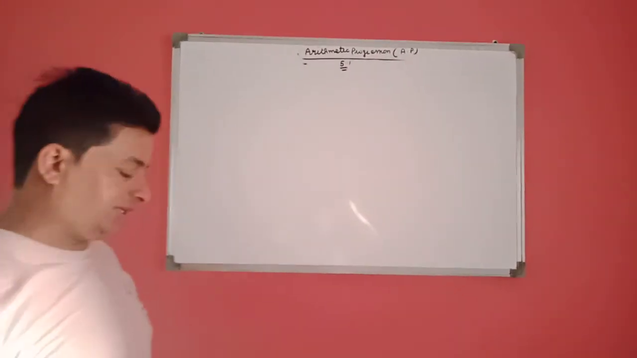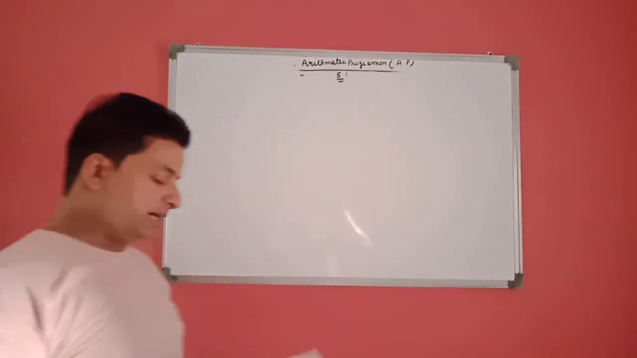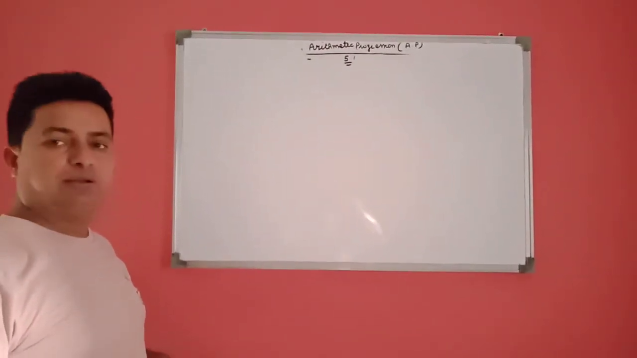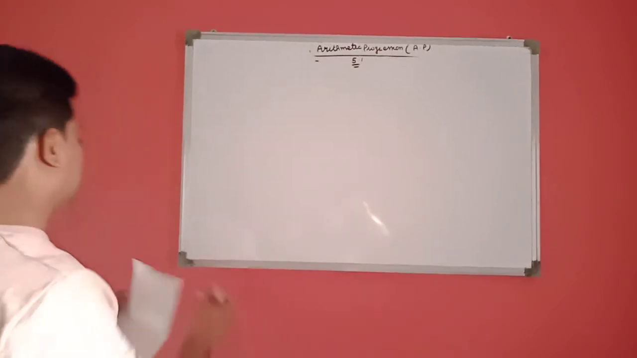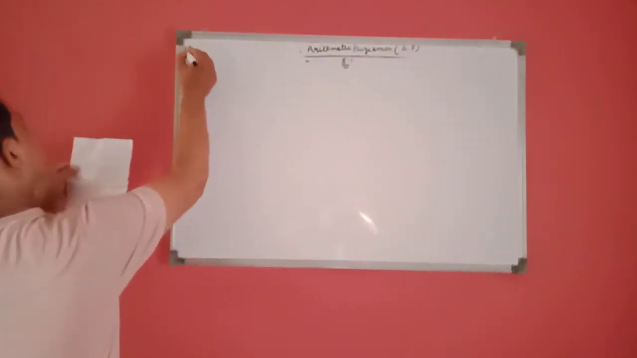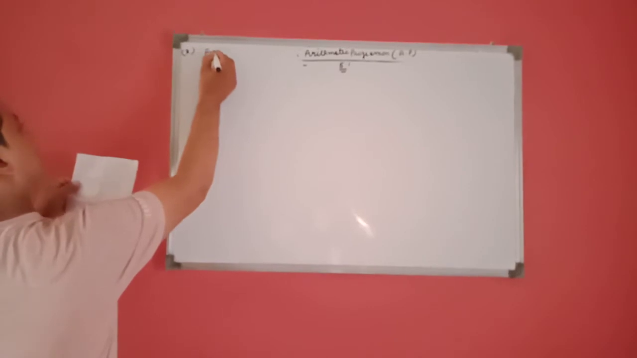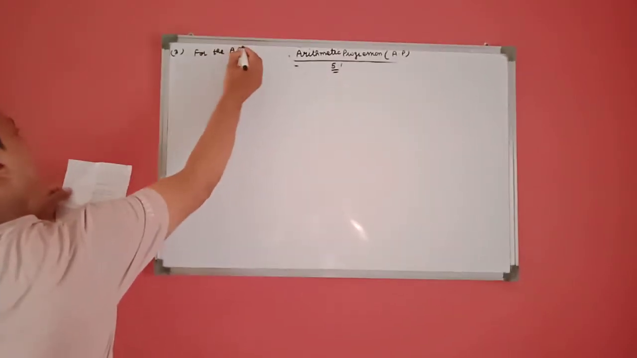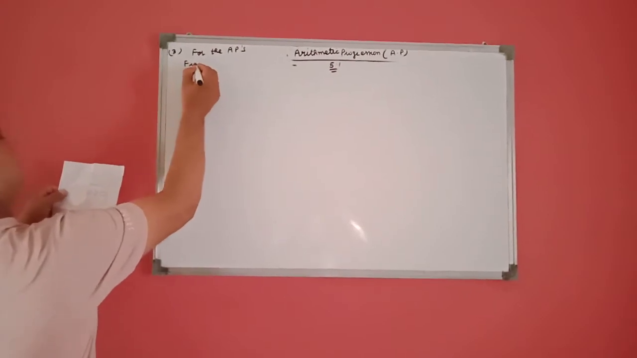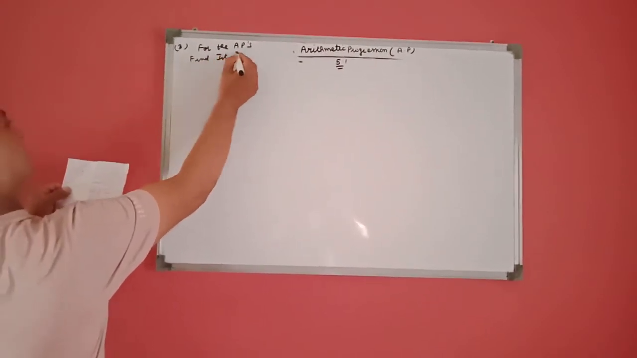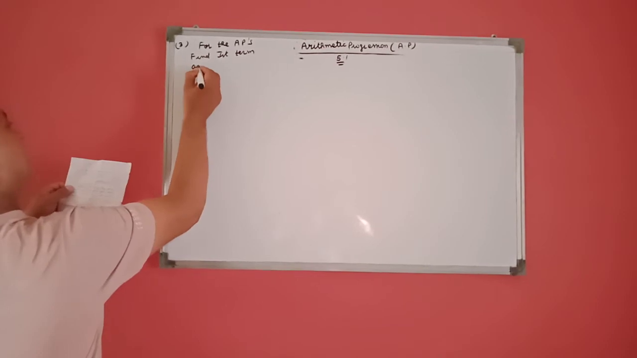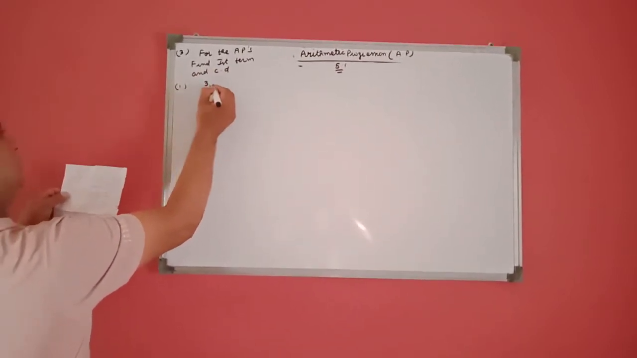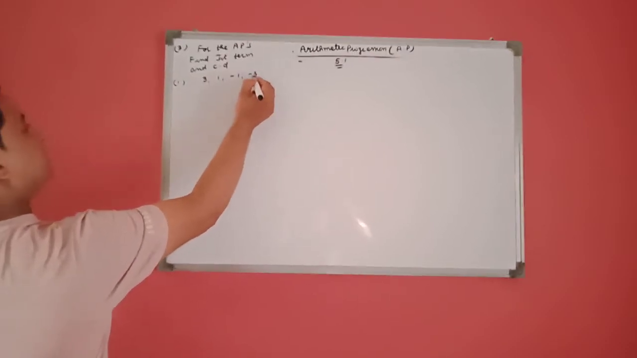In the similar way, solve parts 4 and 5 of question number 2 by yourself. In question number 3, the statement is: for the AP given below, find the first term and common difference. First part is 3, 1, minus 1, minus 3.